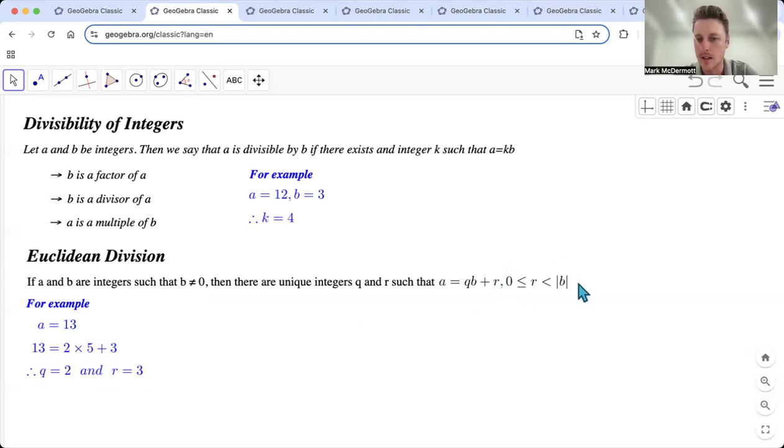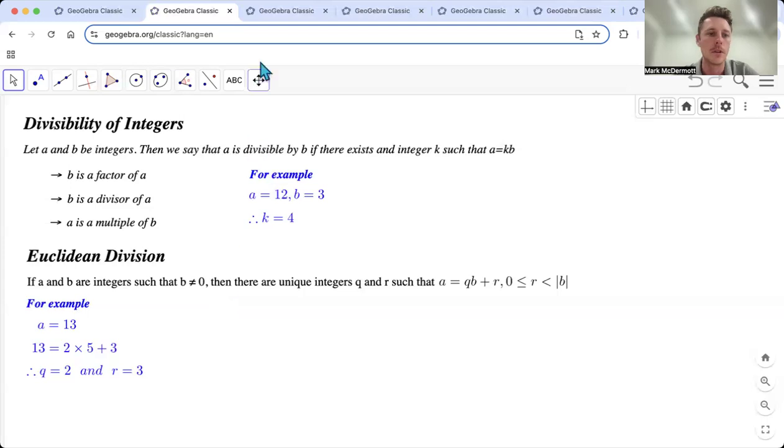This last part is saying that your remainder is always going to be greater than or equal to 0. If it's equal to 0, you've got no remainder, which means it is a factor, right? And it's less than the absolute value of b, because if it was equal to b, then it would also be a factor. I think you would agree. So that is what Euclidean division says. It's this idea of factors, divisors, multiples, all these terms we spoke about here.